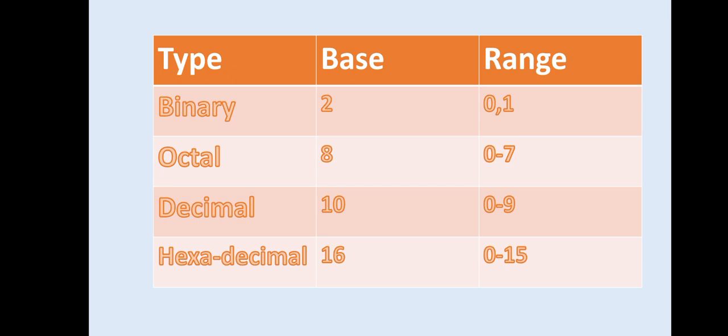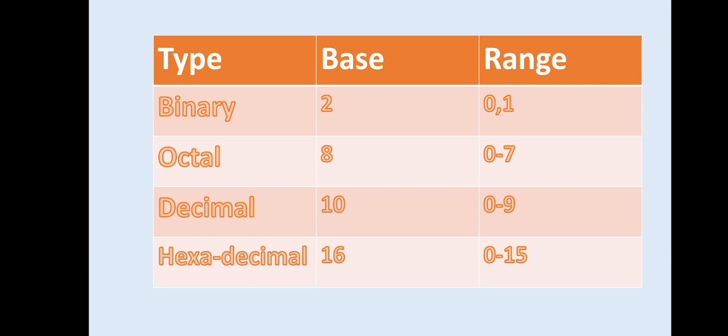The first number system that we can see here is binary. The base of binary number system is 2, which means it only has two digits, 0 and 1. So we can write a binary number with the combination of zeros and ones. Octal number system has the base 8, which means it ranges from 0 to 7, and we can make a combination of numbers from 0 to 7 in order to write an octal number.